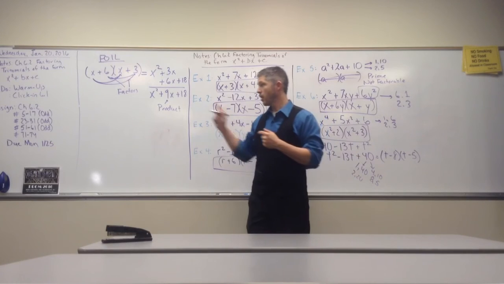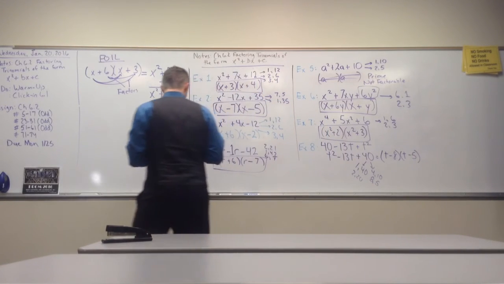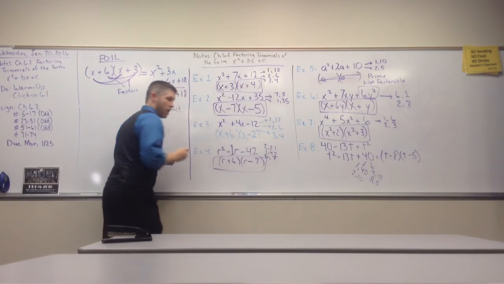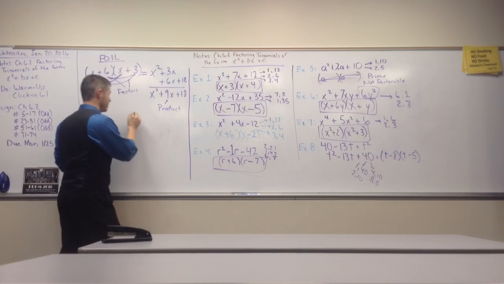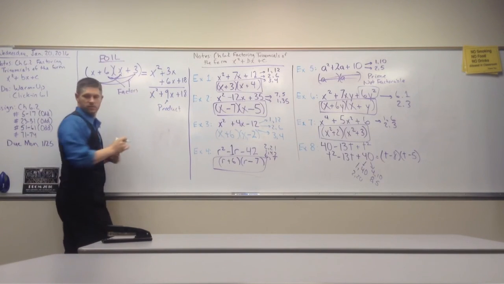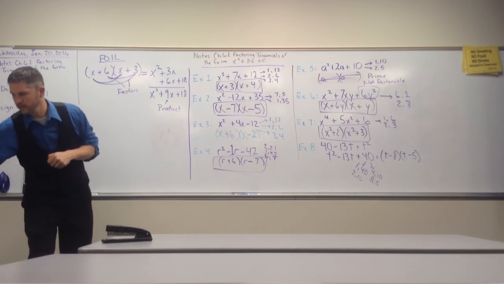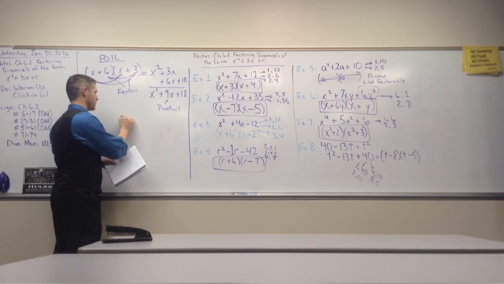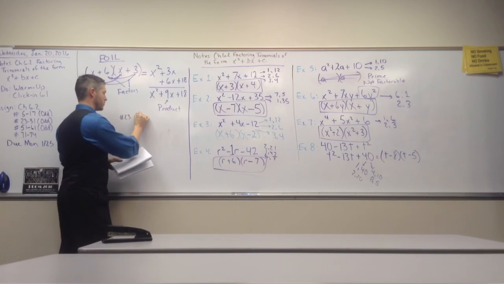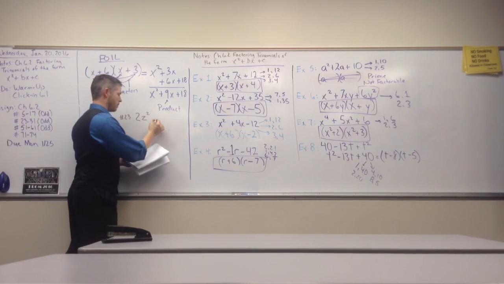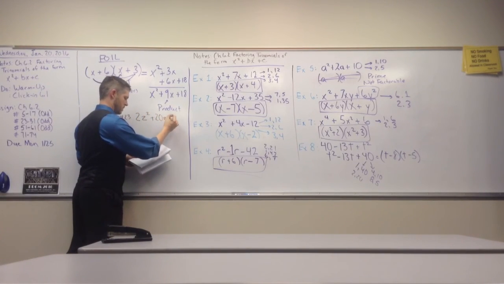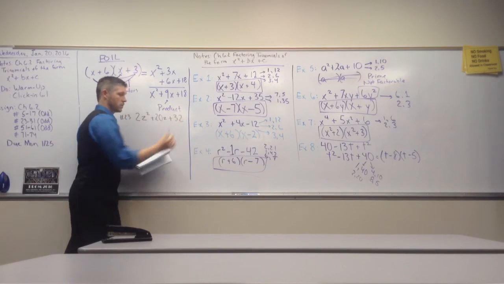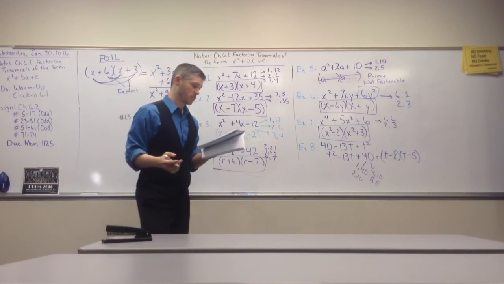Now, I hope I have room over here because I've got one more thing to show you. On the second part of your assignment, you have one that looks something like this. Let me see if I can find it. Oh yeah, I think it's number 23. It says you have 2z squared plus 20z plus 32.